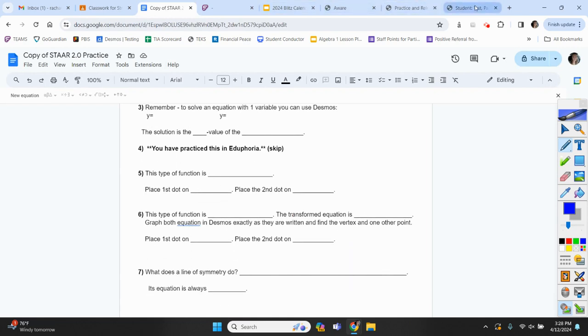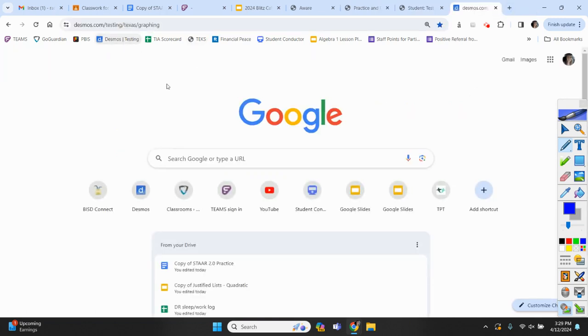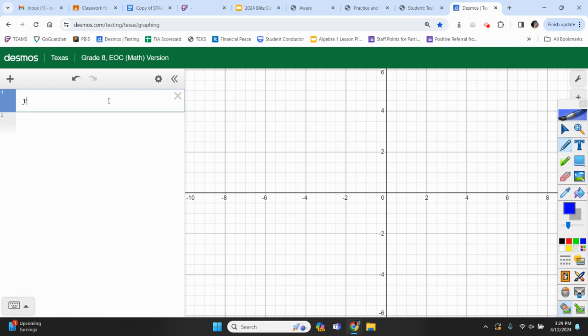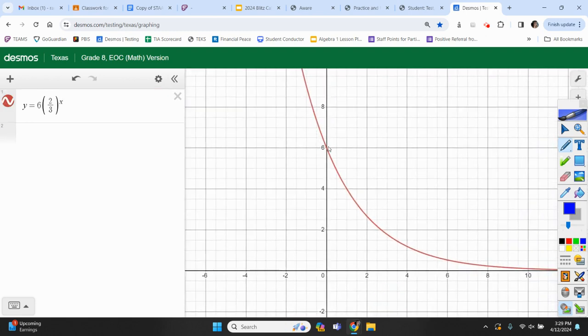Place the first dot on... So what you would do is look at the equation. Remember, from this equation, this is your y-intercept unless there's a number added on to the end. So find your y-intercept first. And again, you can graph it in Desmos. Let's go ahead and graph this in Desmos: 6 times 2/3 to the x power. Okay, so you are looking for the y-intercept, which is (0, 6).